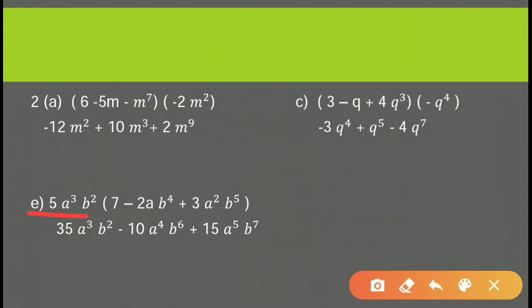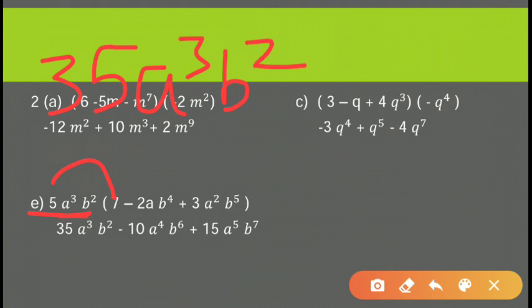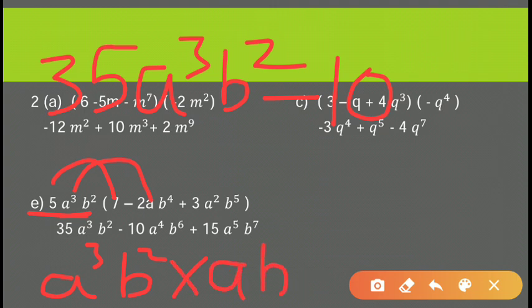Now the next question, this is a monomial, this is a trinomial. You have to multiply first this, then this, then with the last term. When you multiply the first term, 5 into 7 will give you 35. A cube b square will be as it is. Now the second term, plus minus will become minus. 5 into 2 will give you 10. Here a cube b square and here a b to the power 4.